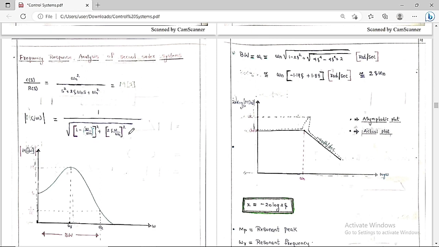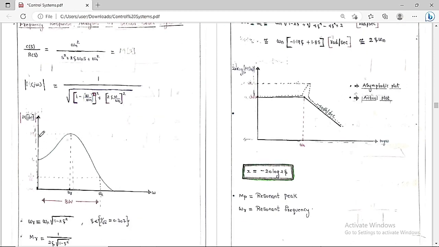Listen carefully. The magnitude of M of j omega is equal to 1 by under root of 1 minus omega by omega n whole square, again whole square, plus 2 zeta omega by omega n whole square. This is a point you always have to keep in your mind.